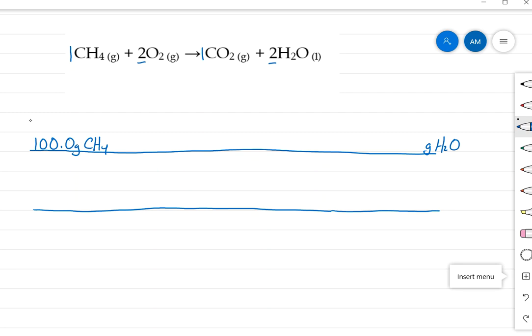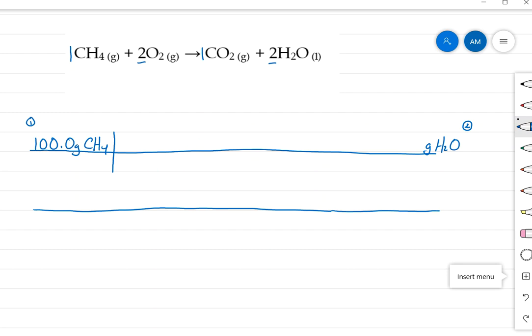Always what you want to do is put down what you're trying to find. That's going to be my step 1. My step 2 is put down what you're given, what you're trying to find, and then put this line in between. That's our division line for sure. We're going to use dimensional analysis to get there.